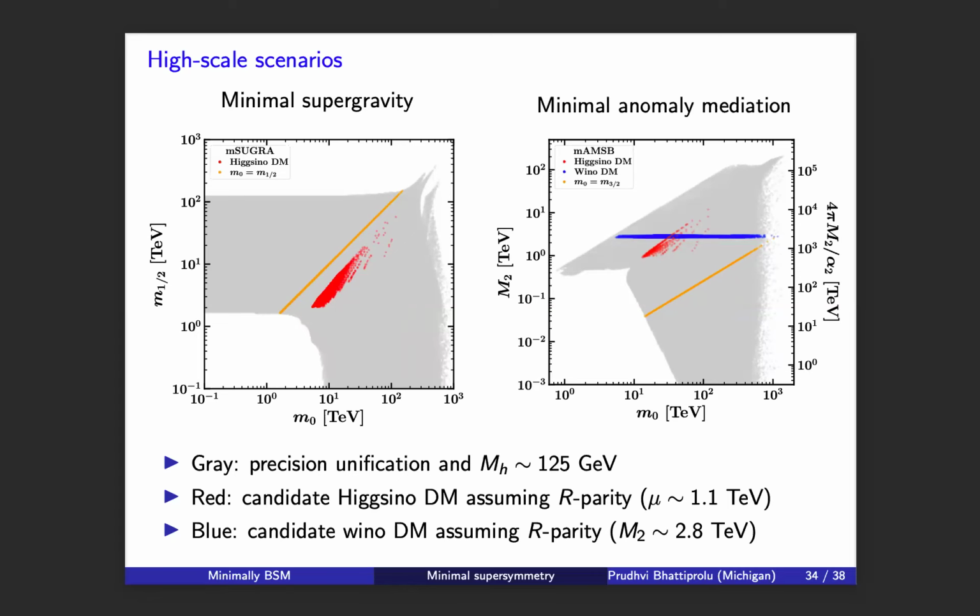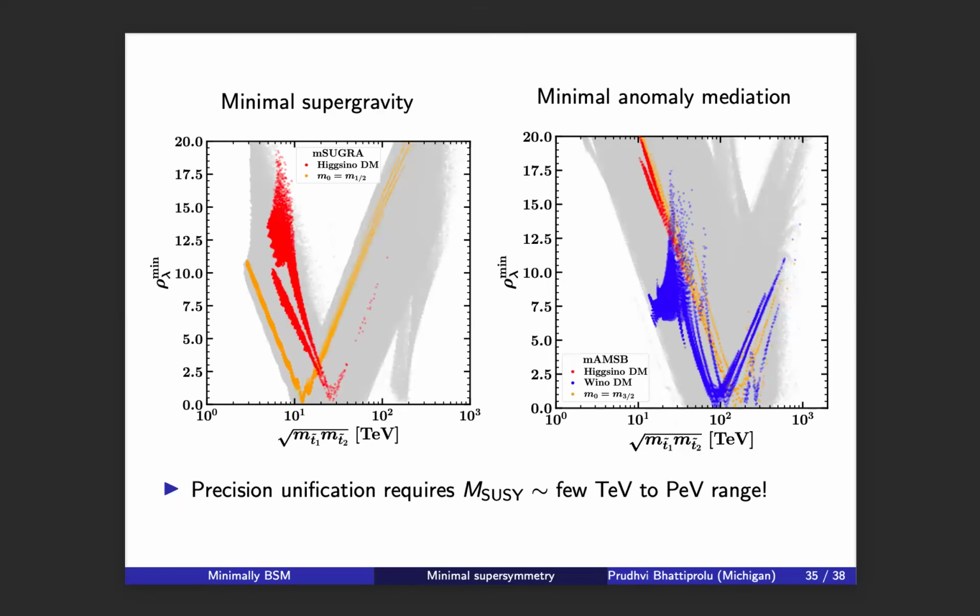Okay, so here we can now plot this quantity rho lambda, which is a measure of how precise the gauge coupling unification is, as a function of stop masses, which is a rough proxy for superpartner masses. And here we can see that for precision unification, the superpartners have to be roughly in the range of TeV all the way up to the TeV range, but up to the mu square target.